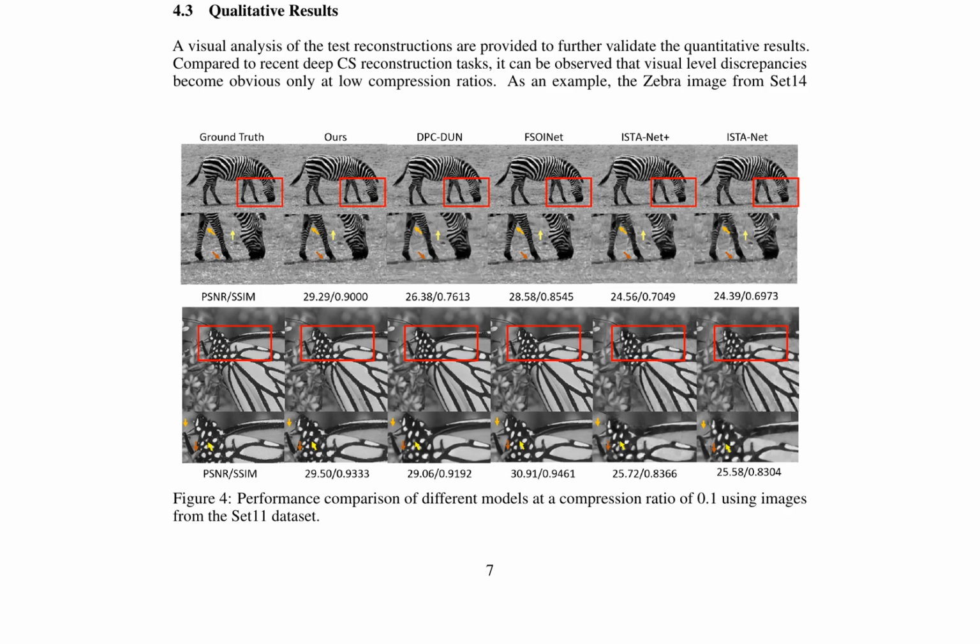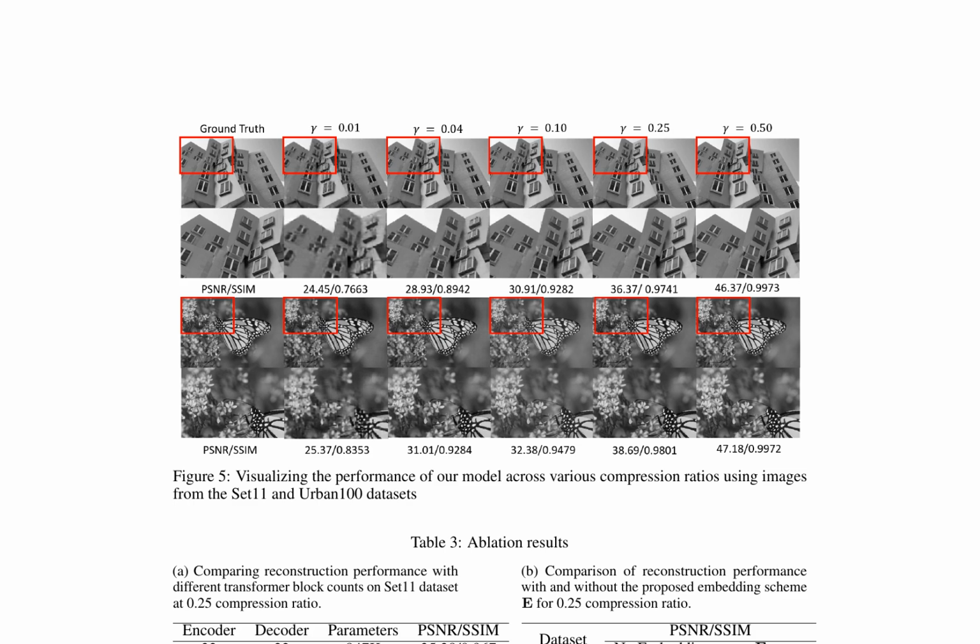Additionally, a visual analysis of test reconstructions is provided in Figure 4, showcasing that visual-level discrepancies become obvious only at low compression ratios. For instance, the zebra image from Set 14 and the butterfly image from Set 11 demonstrate the preservation of high-frequency content by MOSAIC. Figure 5 visualizes the performance of MOSAIC across various compression ratios using images from the Set 11 and Urban100 datasets. An ablation study is conducted to identify the importance of different modules in the MOSAIC model.